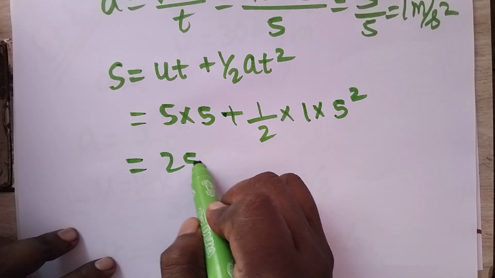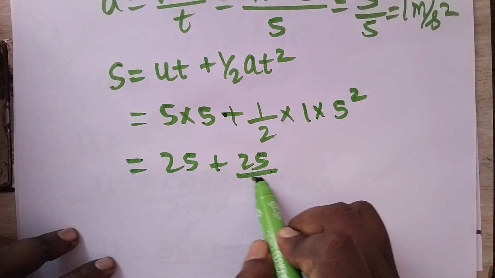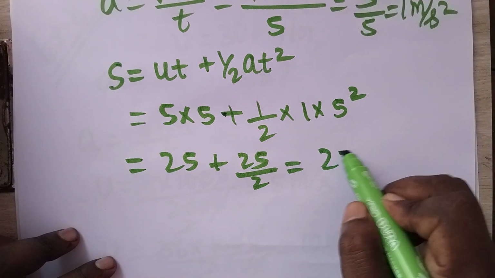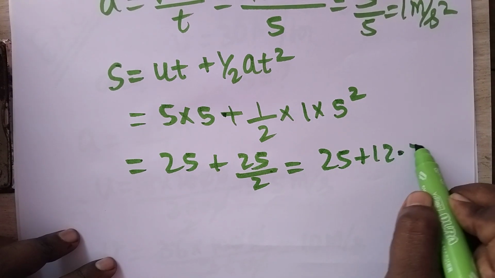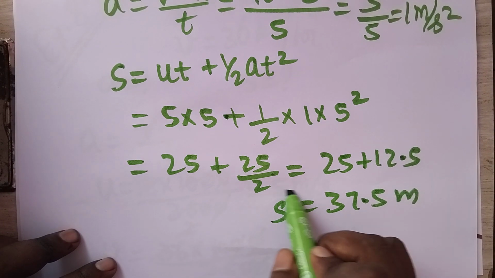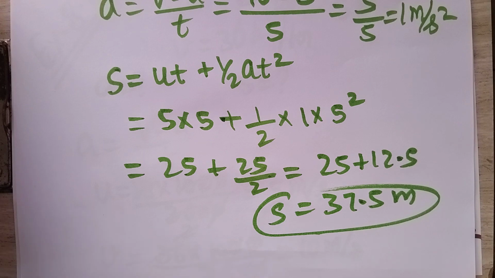5 into 5 is 25, plus 25 by 2. 5 square is 25. 25 by 2 is 12.5. So 25 plus 12.5, so I'll get 37.5 meter as the displacement. Okay, right now we completed problem number 6.